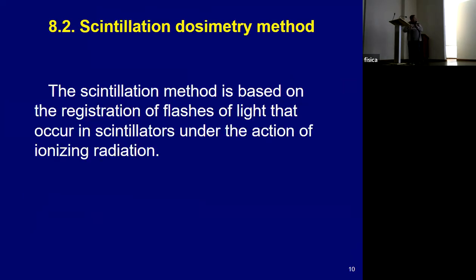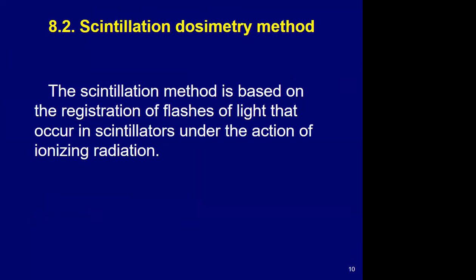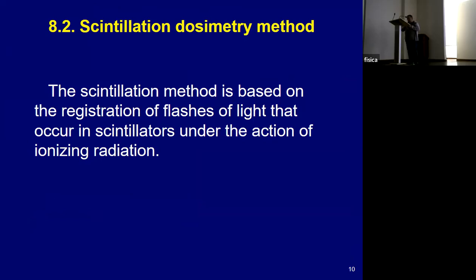Here is the scintillation dosimetry method. Inorganic and organic substances are used as scintillators for detecting ionizing radiation. According to the state of aggregation, scintillators are divided into solid, liquid, and gaseous.